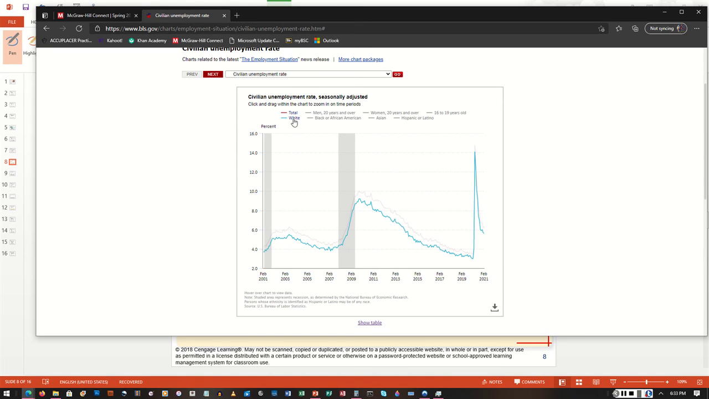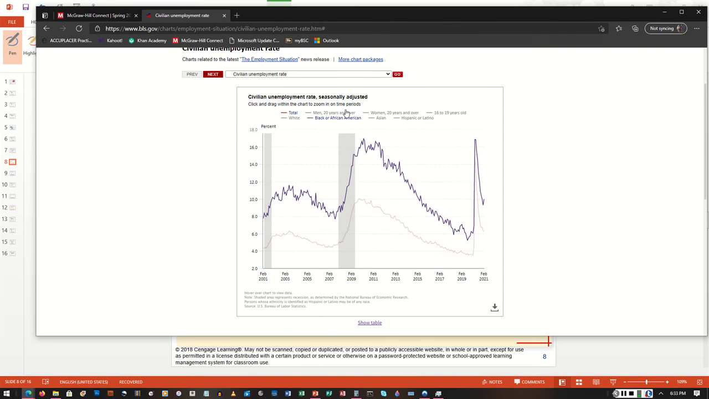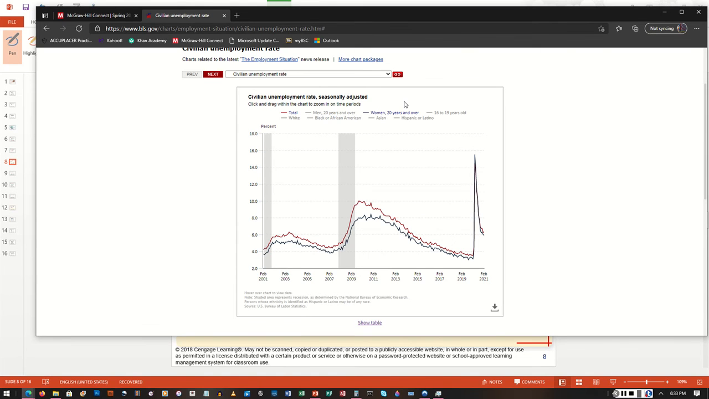We can deselect that. We can go to men 20 years or over, and you see it kind of goes with the total unemployment chart. We can deselect that. We go to the blacks or African Americans. You see their level is a little bit higher than what the total is. And you look at women 20 years and over, and you can see that it's kind of following the same thing. It's a little bit lower though.